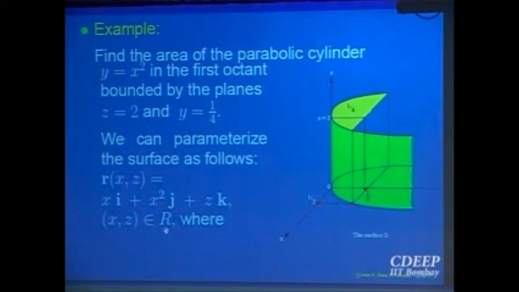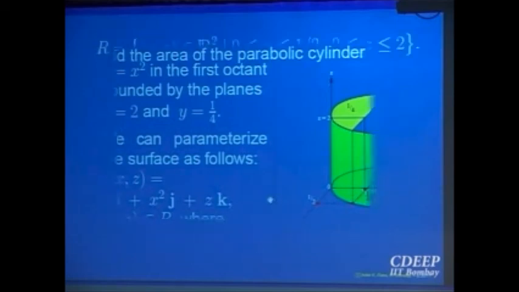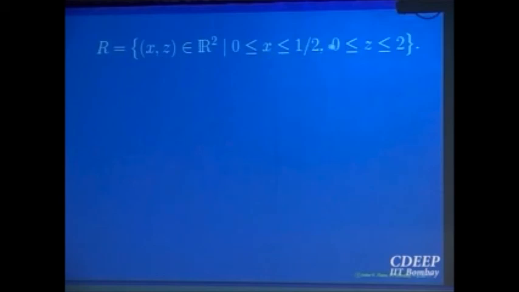Now x, z belong to R. You have to find the region R where x and z are going to vary. Z is given to be between 0 and 2. You only have to find where x is going to vary. X goes from 0 to 1 by 2, since y goes from 0 to 1 by 4, and z goes between these two. That is the region in which x and z are going to vary. You know the parameterization, so you can write down the area.